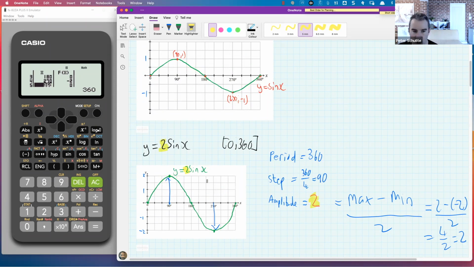Okay. Are there any questions or comments about this graph? Otherwise, I'm going to move on to the next graph. And this, you're going to fly more solo on this one.